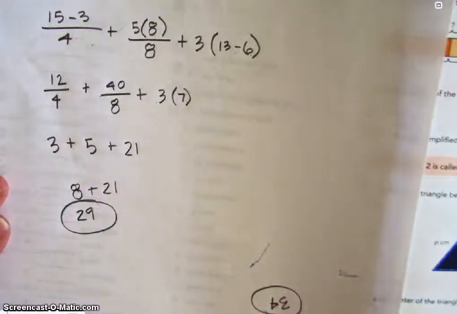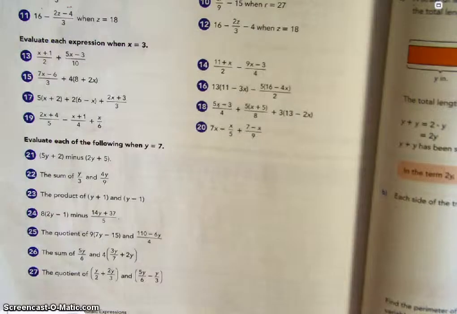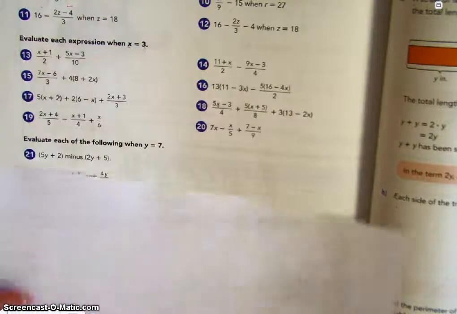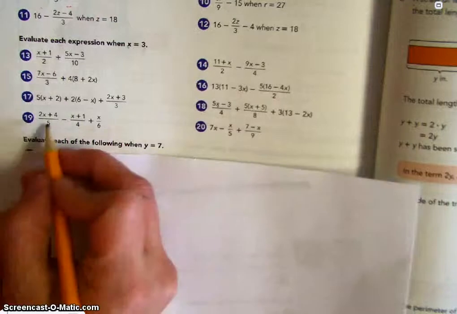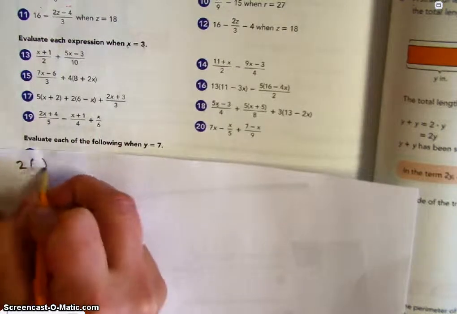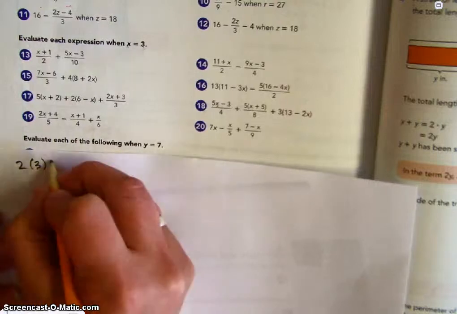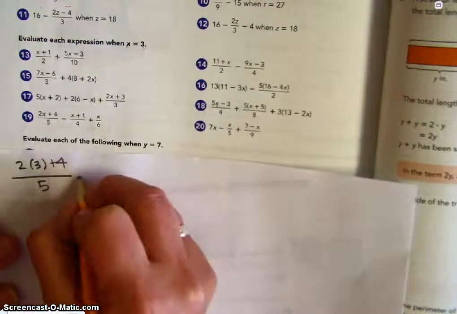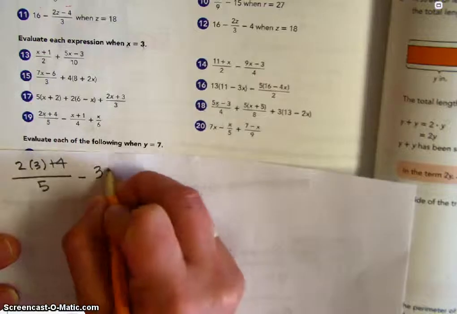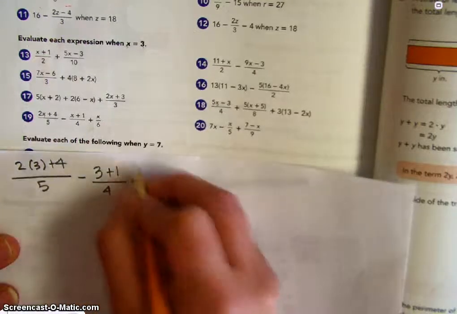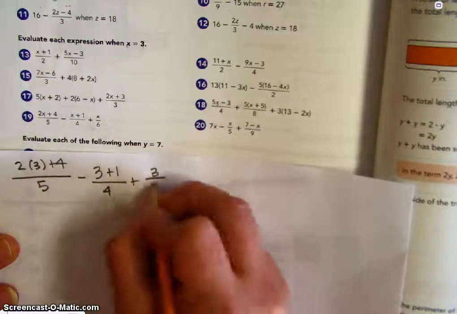Let's go ahead and do number 19 together. Okay, number 19 here. Let's go ahead, and we are still on where it says x equals 3. So let's first of all write down for every x here I'm going to write a 3. So 2, and we'll put our parentheses to remember that it's times, plus 4 all over 5. Then we are taking away, and I put a 3 in for my x there, plus 1 all over 4. Then plus, put a 3 in for that x over 6.